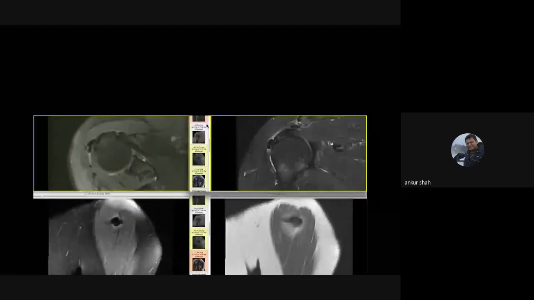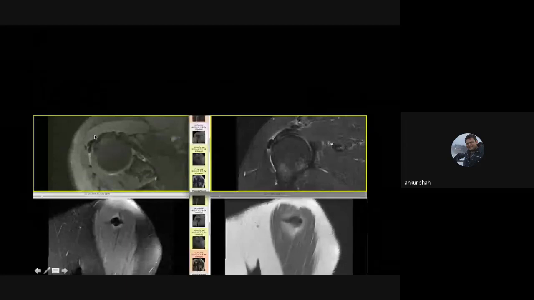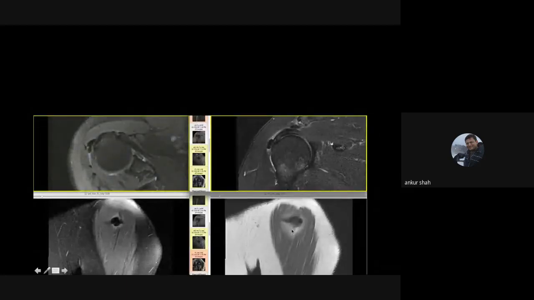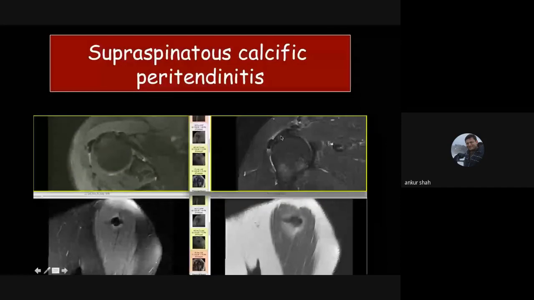If you see carefully, this is the supraspinatus tendon, which is normal, but there is something abnormal which is here. That is very much dark or hypointense on all MR sequences. On proton density, on T2 weighted, even on T1 weighted, it is extremely dark, and this is because of the presence of calcification, and this is supraspinatus calcific peritendinitis. If this calcification is within the tendon, it is supraspinatus calcific tendinitis. As it is just outside in the vicinity of the tendon, it is peritendinitis.